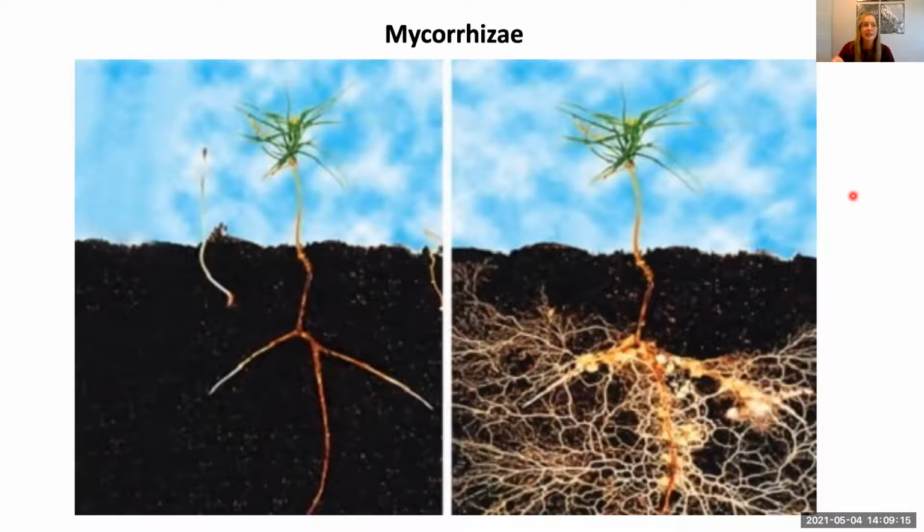There are actually some plants, specifically orchids, that will not germinate. Their seeds won't grow unless they're in the presence of their mycorrhizal partner. It's very specific.